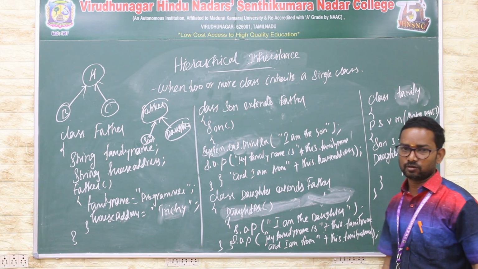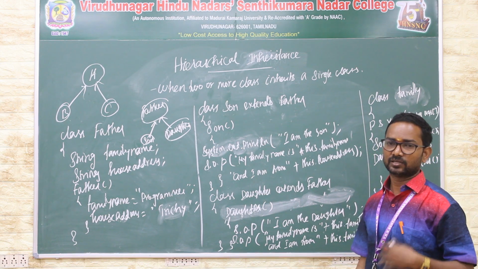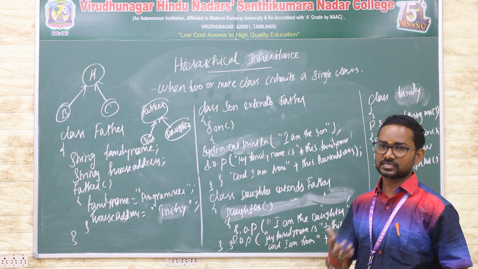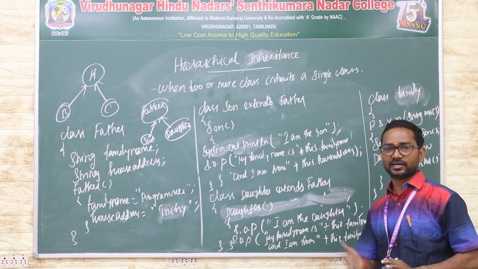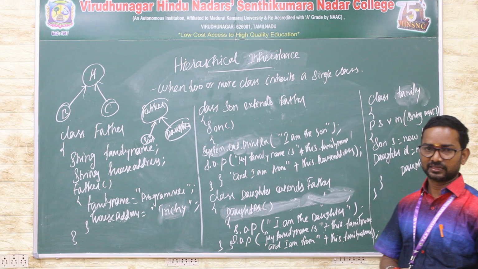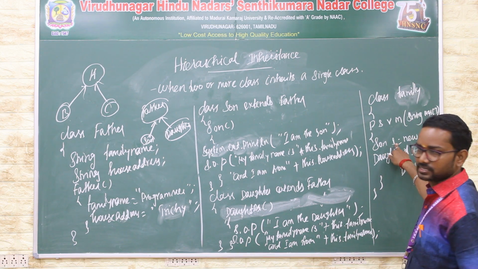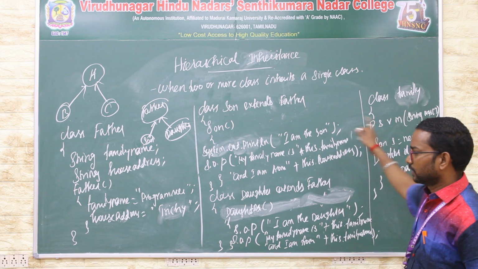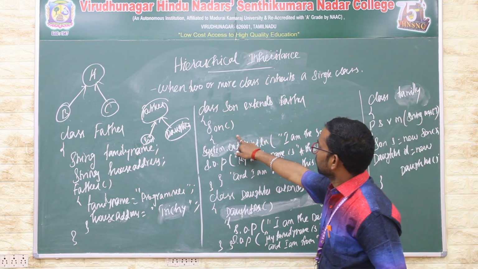Here is the main difference between a constructor and a method. For methods, you create an object and use the dot operator to call the method. But a constructor is invoked automatically when the object is created. This is the main difference between a method and a constructor. So when we create the Son object, the Son constructor is automatically invoked.